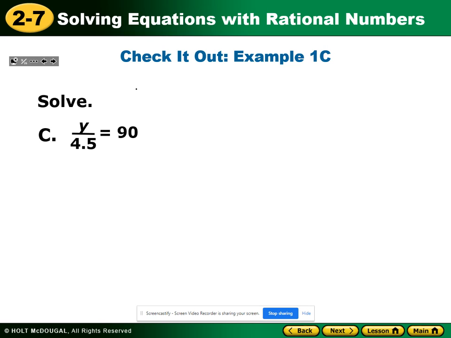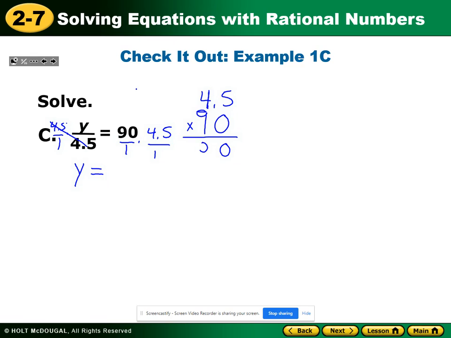Up here, we see division, so we're going to use multiplication. 4.5 over 1. Goodbye. Y equals, put it over 1. 4.5 times 90. Okay? I'm going to do 4.5 times 90. Remember, you don't have to line up the decimals with multiplication. That's 0, 0. All right, good.